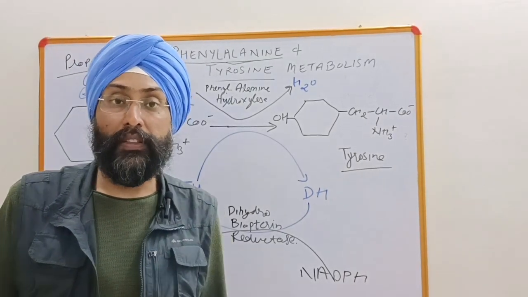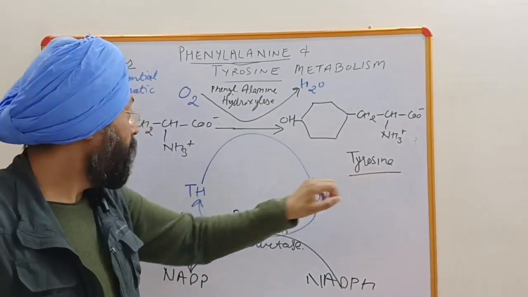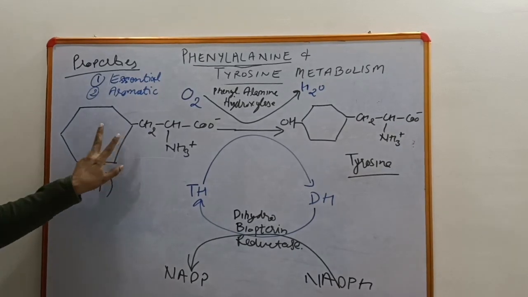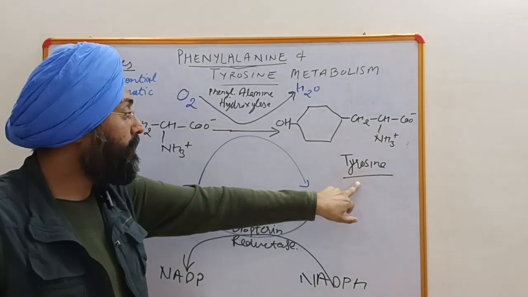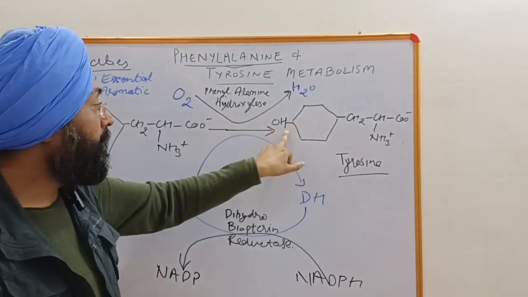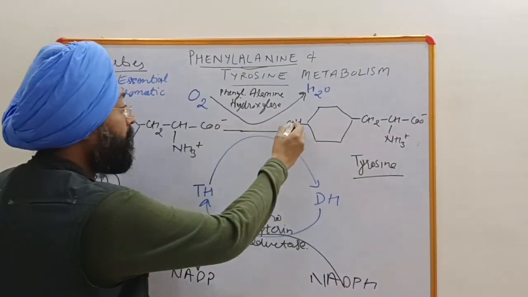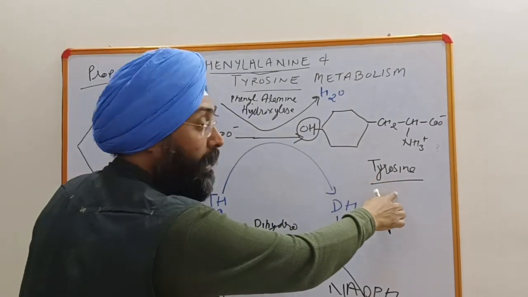Now we will start with the first step, that is conversion of phenylalanine to tyrosine. So the phenyl ring is there, and this is alanine. Both are attached. It is known as phenylalanine. And tyrosine contains para hydroxy; the name of tyrosine is para hydroxy phenylalanine. So when we introduce a hydroxy group in phenylalanine at the para position, it is converted to tyrosine.